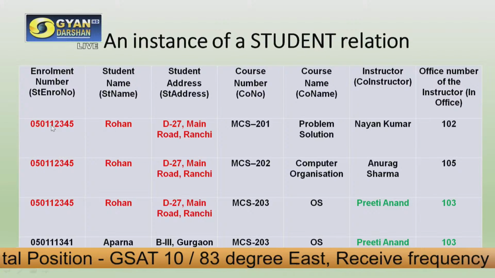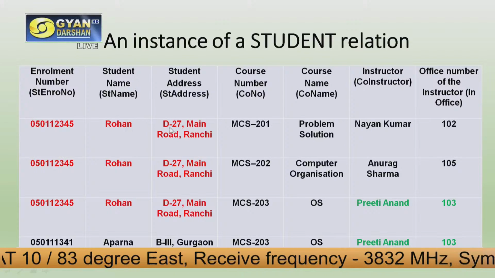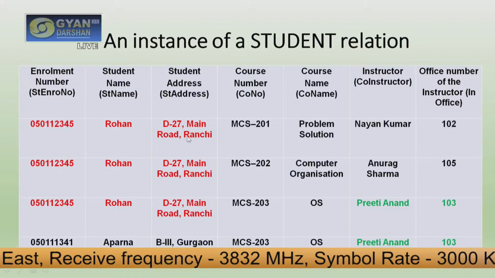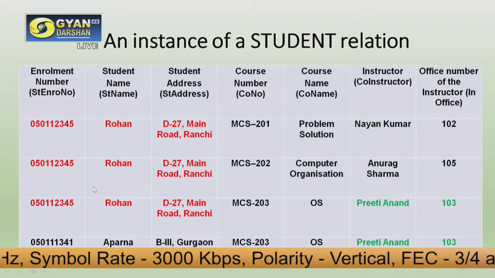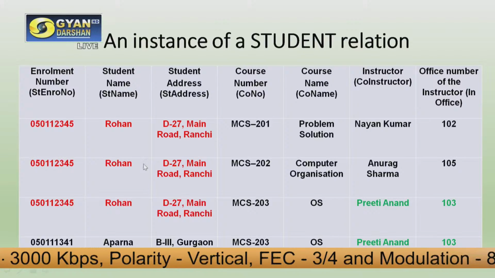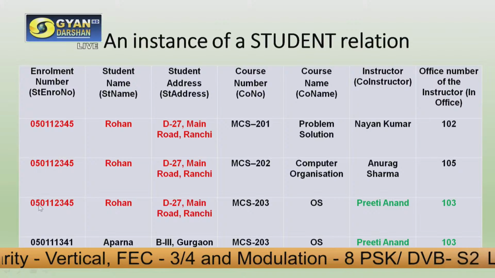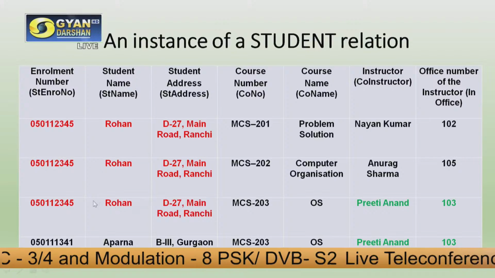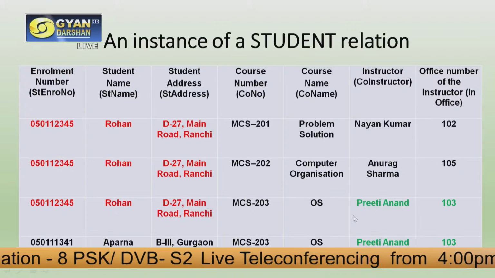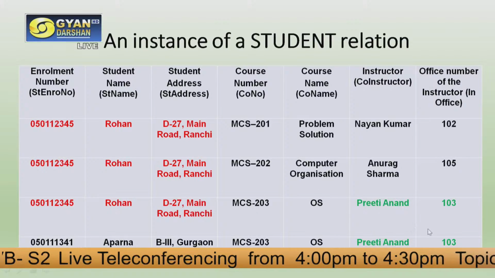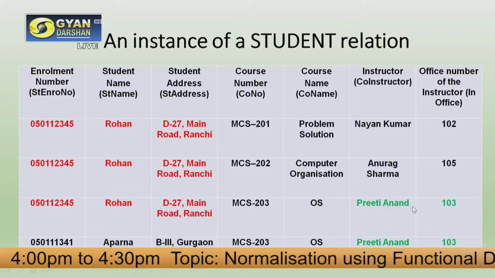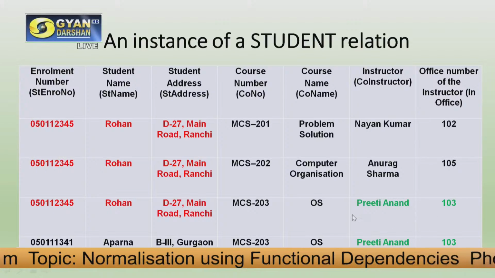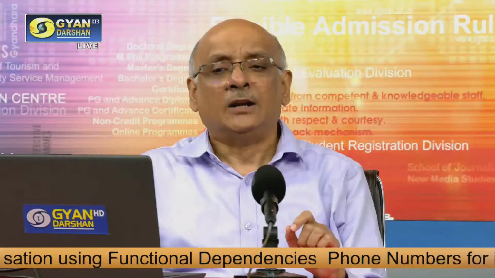050112345, right? The name of this student is Rohan, and he resides in some place in Ranchi. Now this particular information is repeated in these 3 tuples: the first tuple, second tuple, and third tuple. So there is a repetition of information, and the same is the case with the instructor. This particular instructor, her room number is 103. That information is getting repeated, and the purpose of good database design is to minimize this.